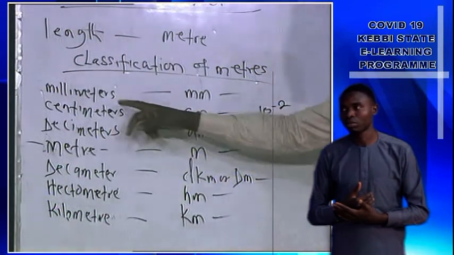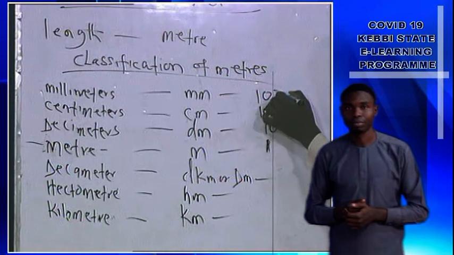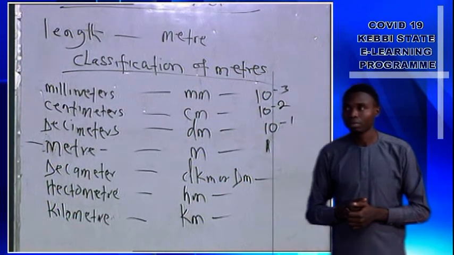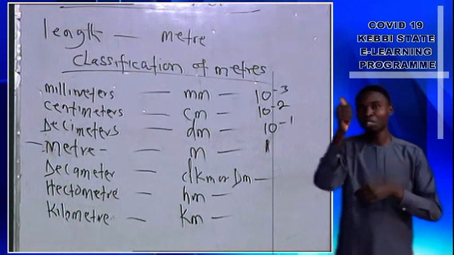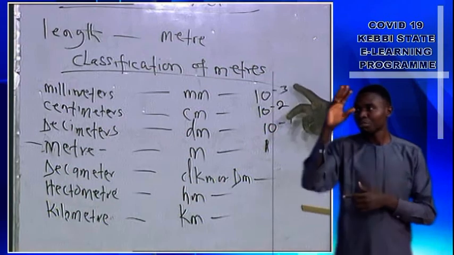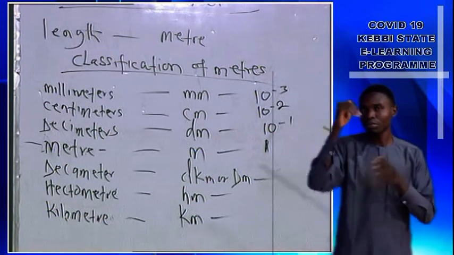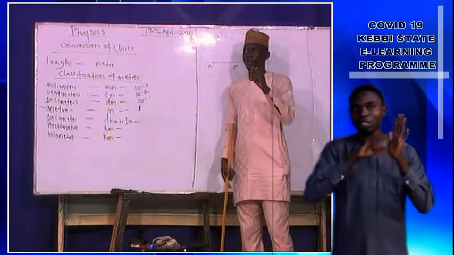Then we also have millimeters. Millimeters has 10 raised to the power minus 3. It means that we must have 1,000, because 10 times itself up to 3 times give us 1,000. Means that 1,000 millimeters will give us 1 meter.